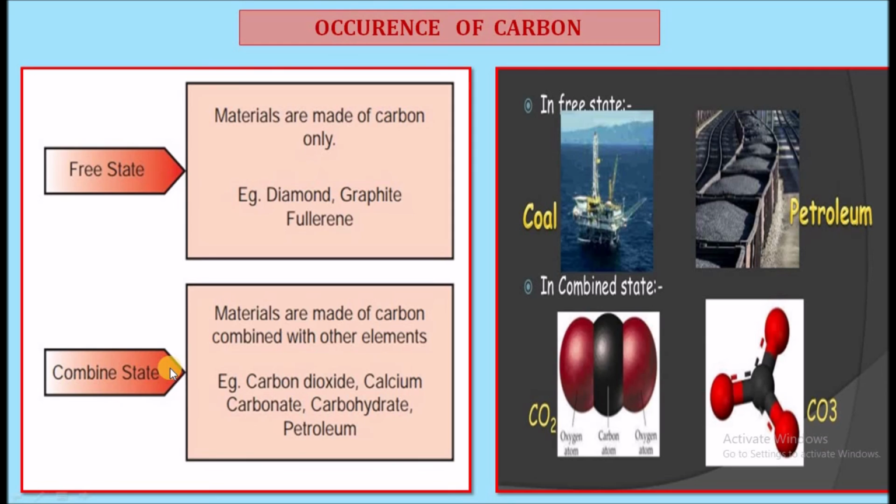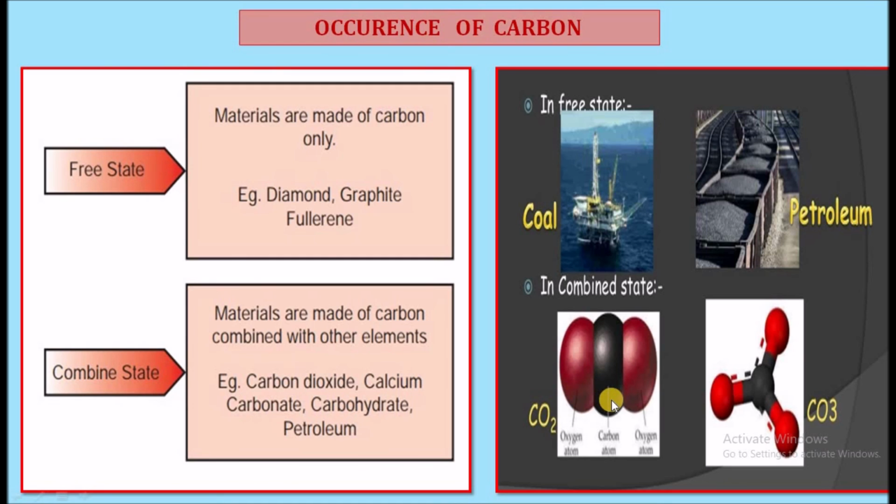Next is the combined state. In the combined state, the materials are made up of carbon combined with the other element. It means that in the combined state, the materials have other elements present along with carbon. Examples are carbon dioxide, calcium carbonate, carbohydrates.